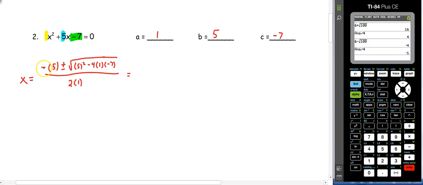So now we're going to simplify. So negative times 5 becomes -5 plus or minus the square root.